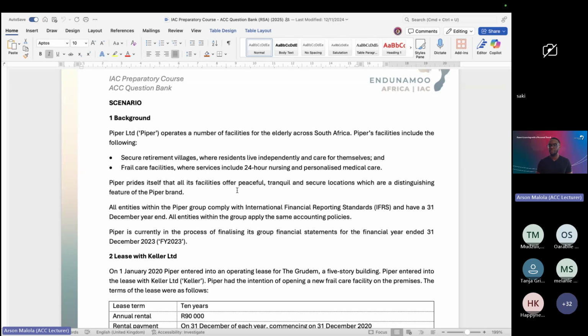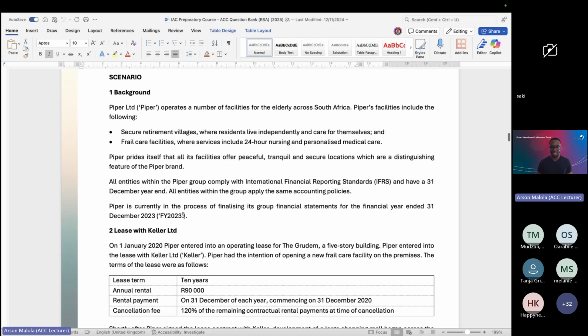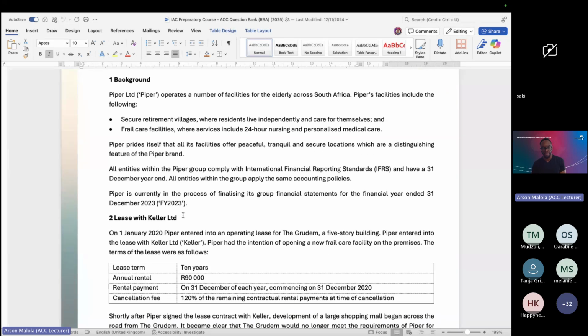Okay, now let's jump right into the scenario and kick things off, and see how much we can discuss before the hour is up. So Piper Limited operates a number of facilities for the elderly across South Africa. Piper's facilities include the following. We've got secure retirement villages where residents live independently and care for themselves, and we've got frail care facilities where services include 24-hour nursing and personalized medical care.